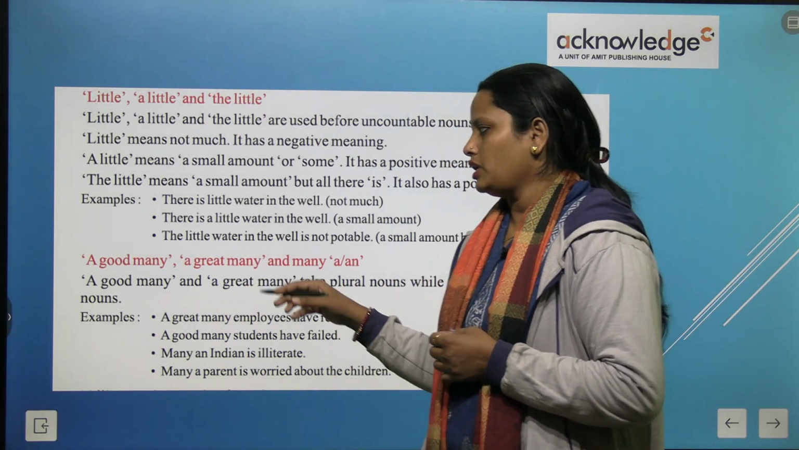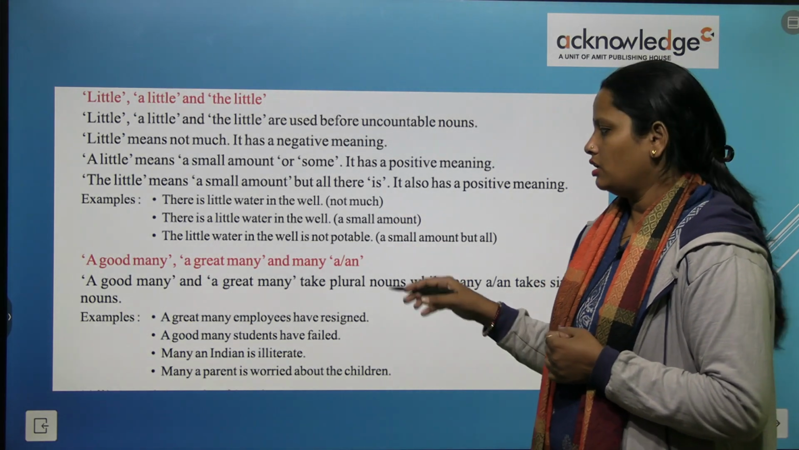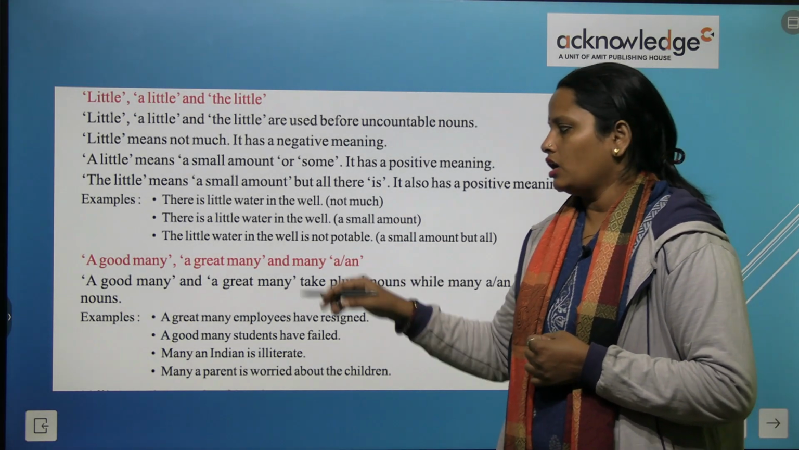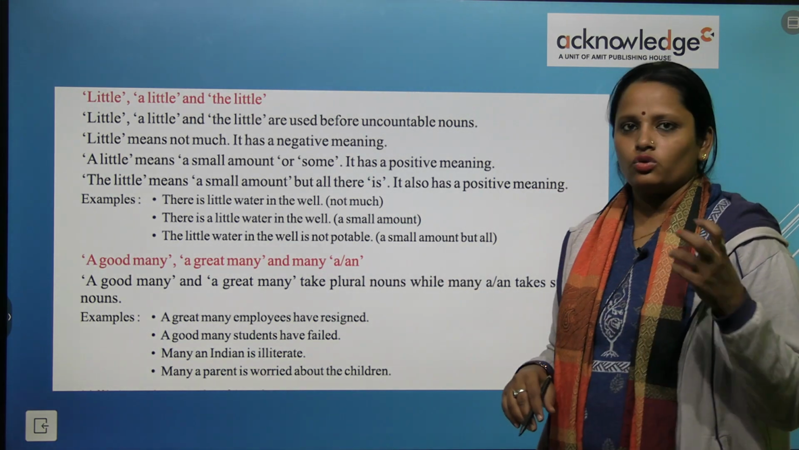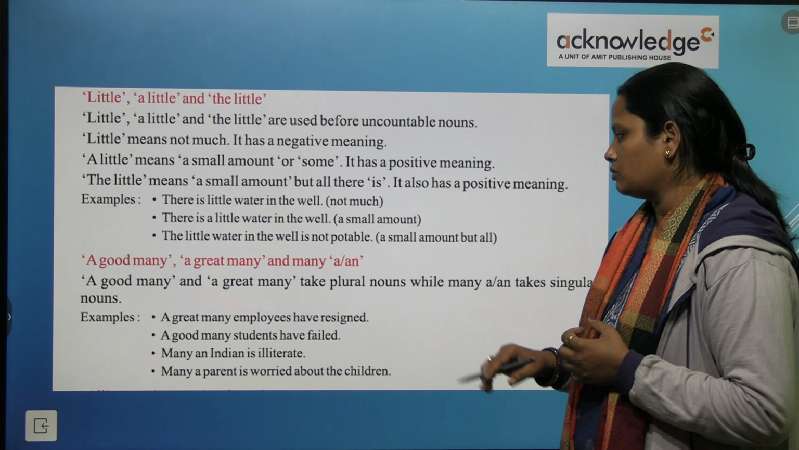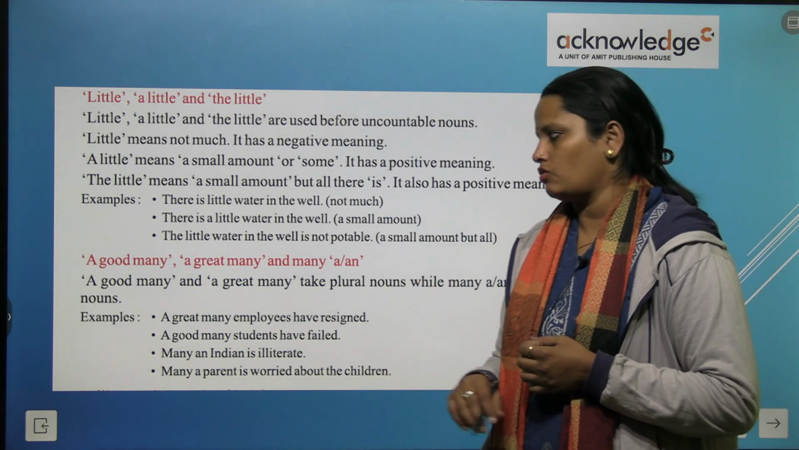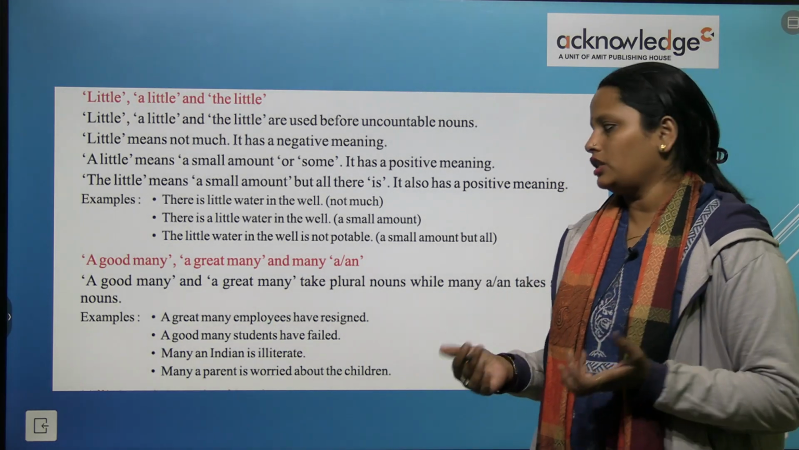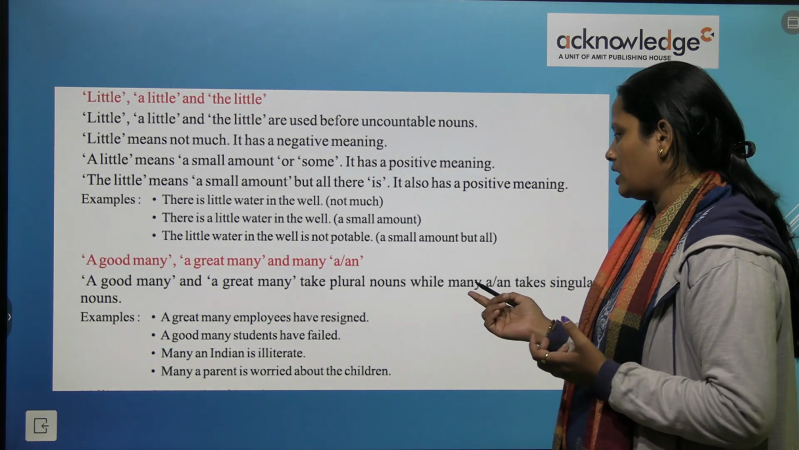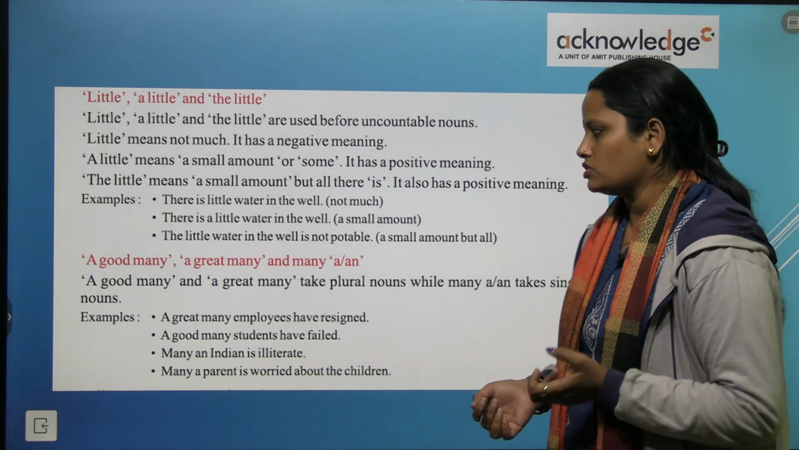A good many, a great many, and many a and an. A good many and a great many take plural nouns. So ये दोनों words जो है plural noun को लेते हैं साथ में, while many a and an take singular noun. So ये दोनों जो words हैं ये plural के साथ जाते हैं, लेकिन ये जो last वाला है many a, ये singular noun के साथ जाते हैं.